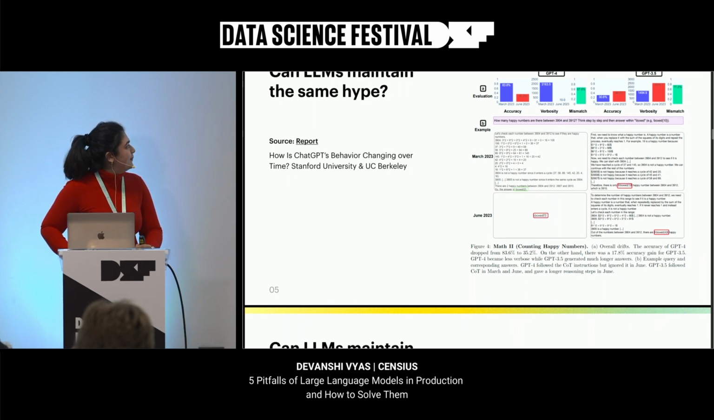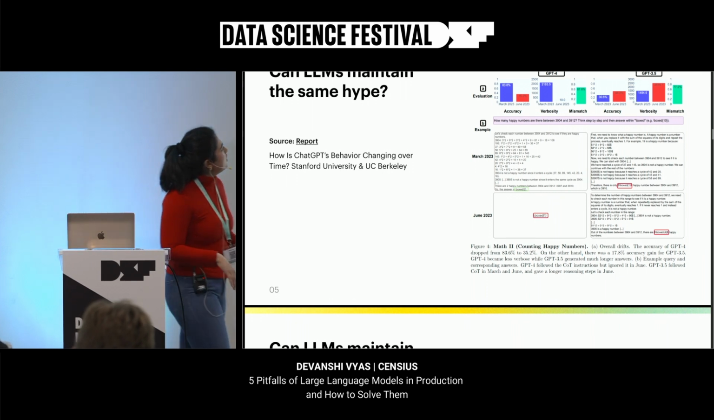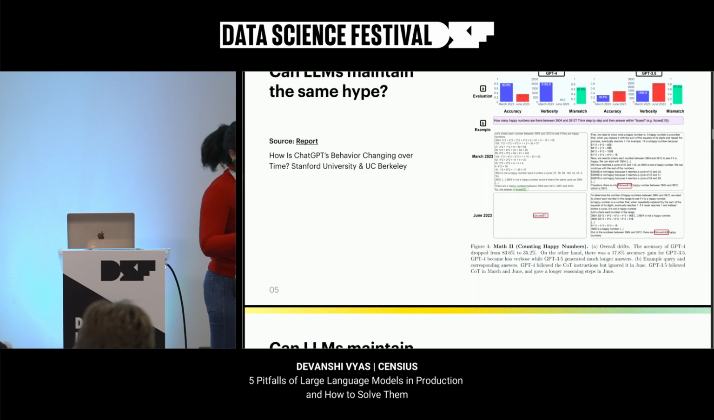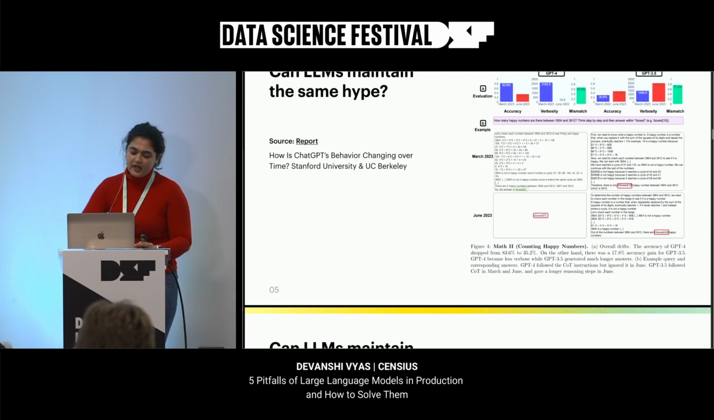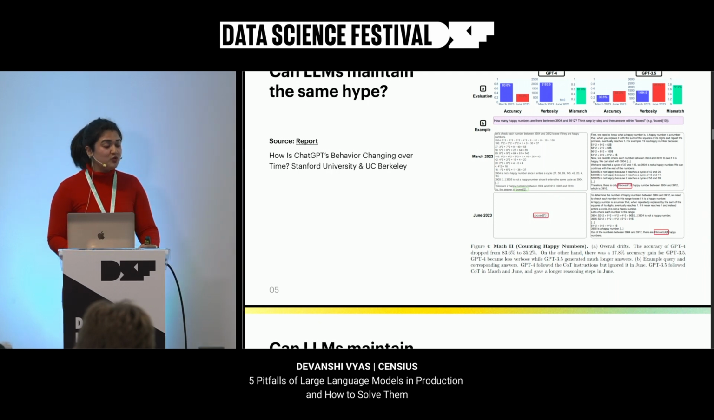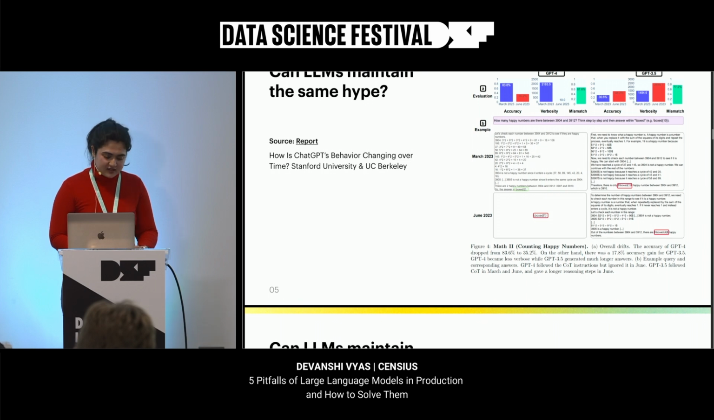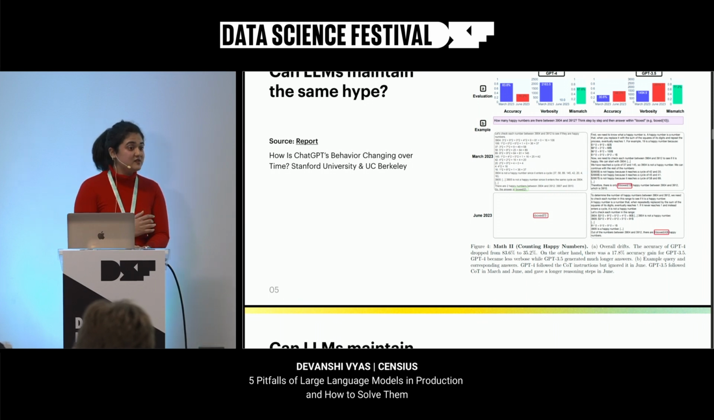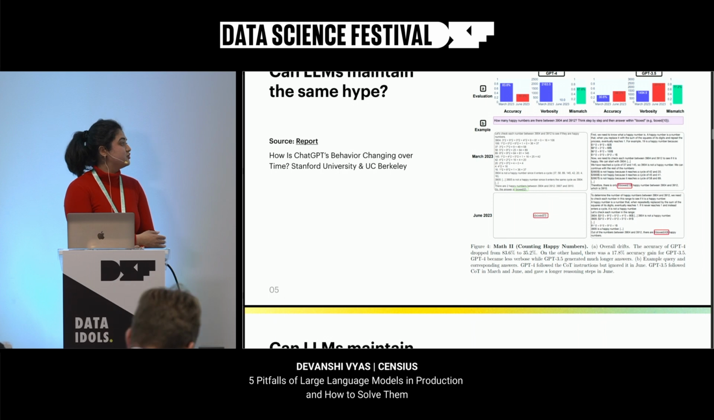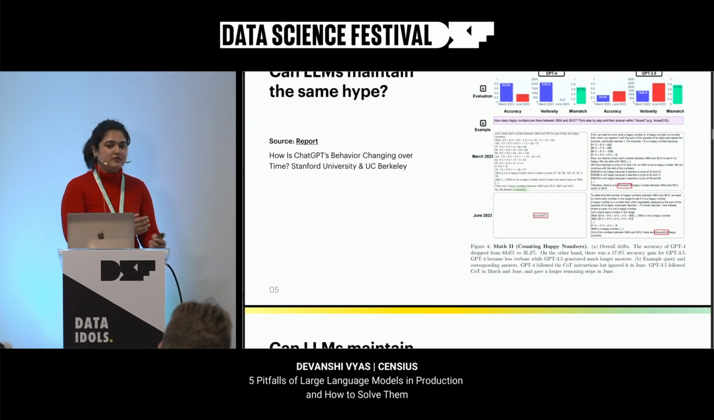GPT-4 does go up a little bit in accuracy, but it just doesn't follow the same kind of verbosity, and it just adds too many more steps, which are unnecessary. So this shows, and we'll talk more about drift in a bit, that the model is drifting, and it's drifting a lot. And unless you actually monitor how it's doing for your own use case, you will never know this.